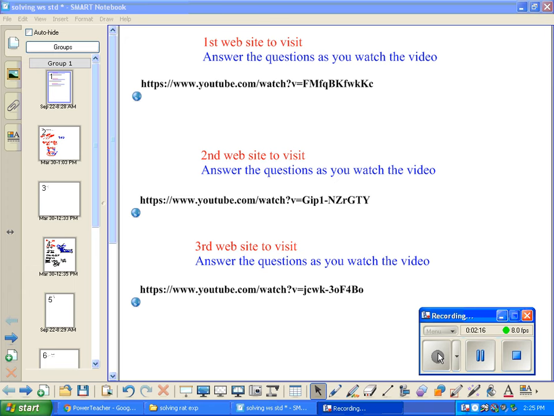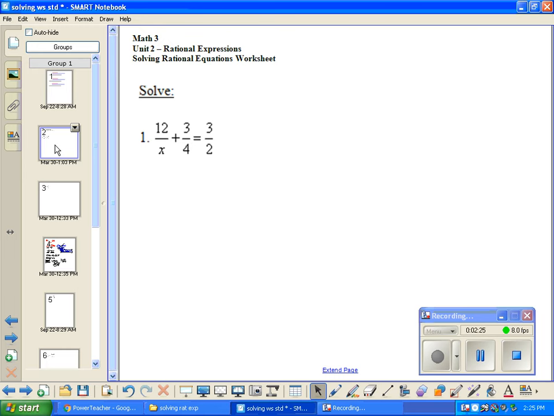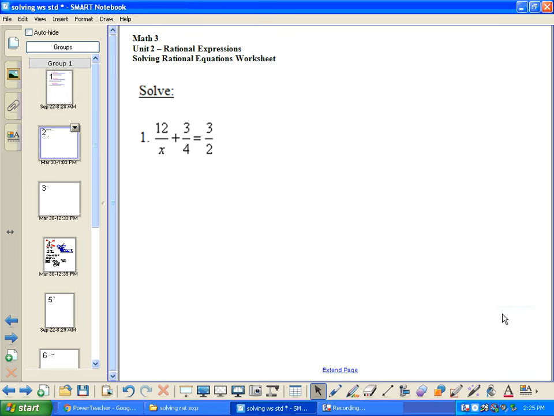Now, I'm going to start with problem 1. I got to erase first because I've already got it. Okay, so starting with problem 1, I'm going to solve this rational equation. Again, we have an x, a 4, and a 2, so I'm going to multiply by the denominators: 4, 2, and x.